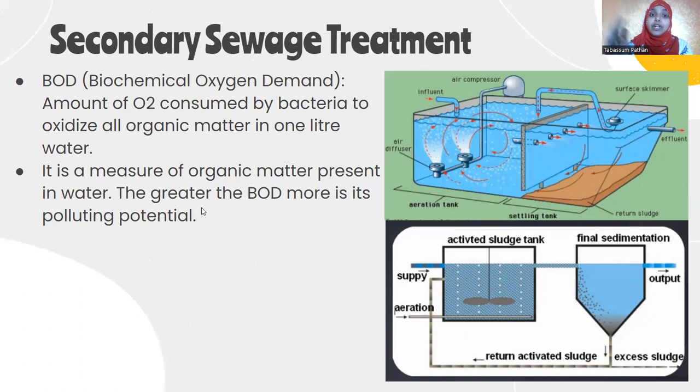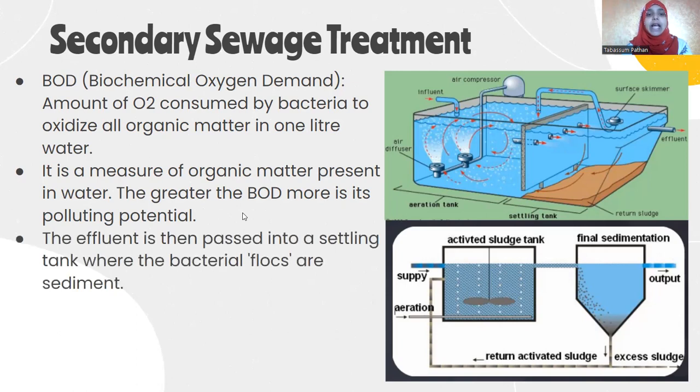The higher the BOD, the greater the pollution in the water. So aerobic microorganisms will bring down the BOD of the water, thus making it less polluted. Then once this agitation and growth of aerobic microorganisms, thereby decreasing the BOD, is done, the effluent is then passed into a settling tank where the bacterial flocs are sedimented.